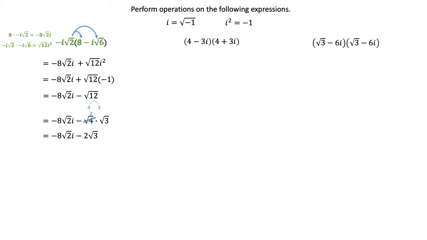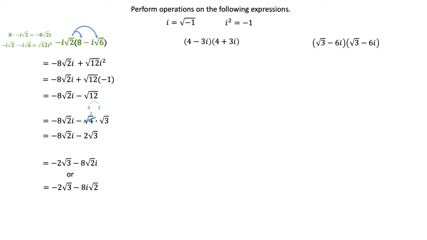This is not completely over yet because it's not in standard form. You do have to write the real part first and the imaginary part second. So that would be -2 square root of 3 minus 8 square root of 2 i. And if you're concerned about that i being mistaken for being underneath the radical, you could write it next to the 8. And this is especially helpful when you're typing in an electronic software. You can type the i before the radical, and for sure it won't be underneath there. Both of these are accepted nowadays.